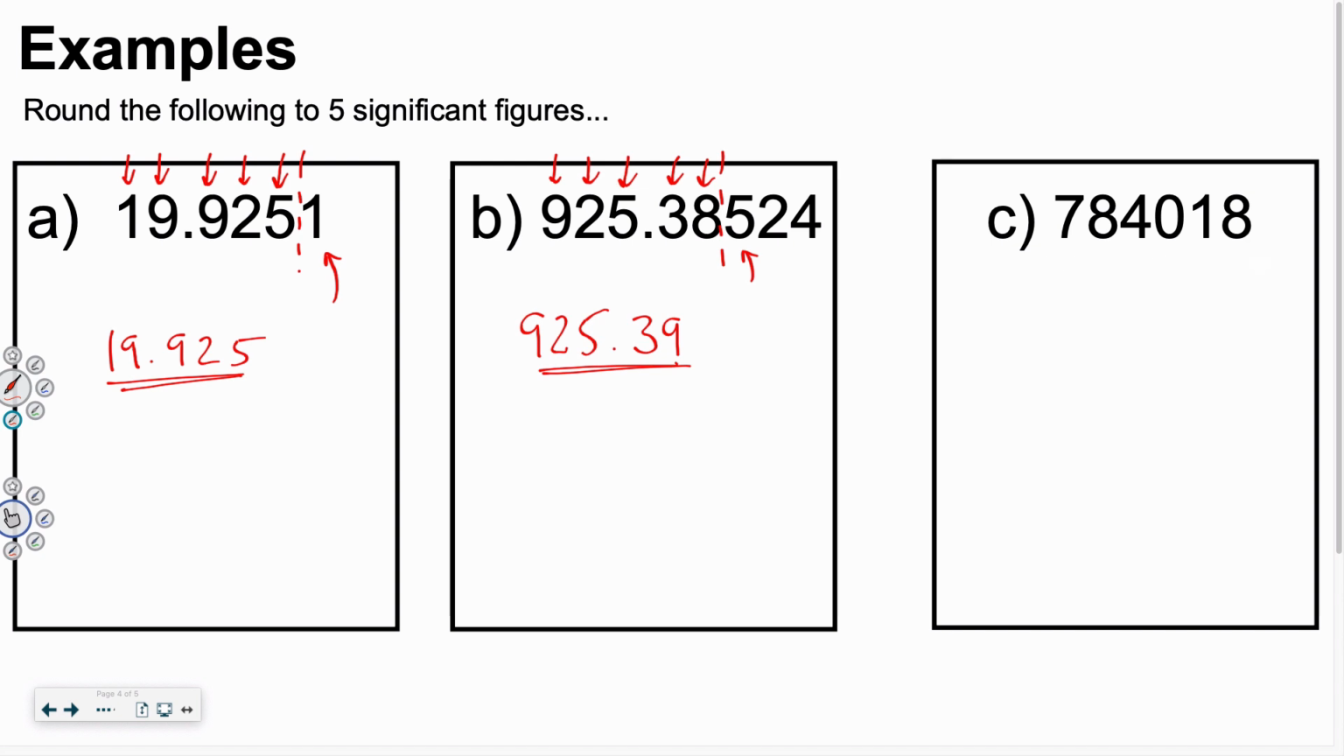Looking at part C, we've got 784,018. So again, we're going to have a look at 5 numbers because we're wanting to round to 5 significant figures. So that's 78401. That's our 5th number, drawing our line. The number after the line is an 8, so it's going to round our 1 up to a 2. So it's going to become 784,020, the 1 becomes a 2, and then we're going to have to put a 0 on the end as well. And that is our answer to 5 significant figures.